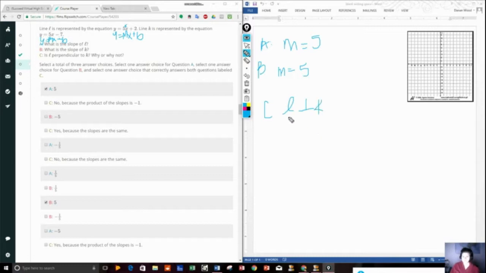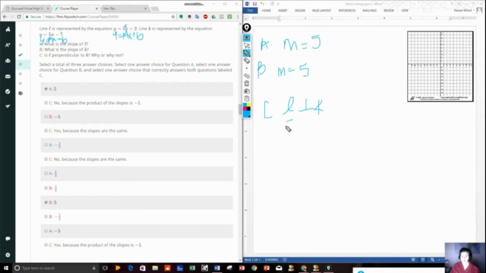Question C, is L perpendicular to K, yes or no? Alright, so this is the symbol for perpendicular. It's an upside down T. And so when you see that, it is read as perpendicular. And so in order to check for perpendicular, you can do it 1 by observation or 2 by seeing if their product, or when I multiply them together, it comes out to be -1. So let's check if it comes out to be -1.